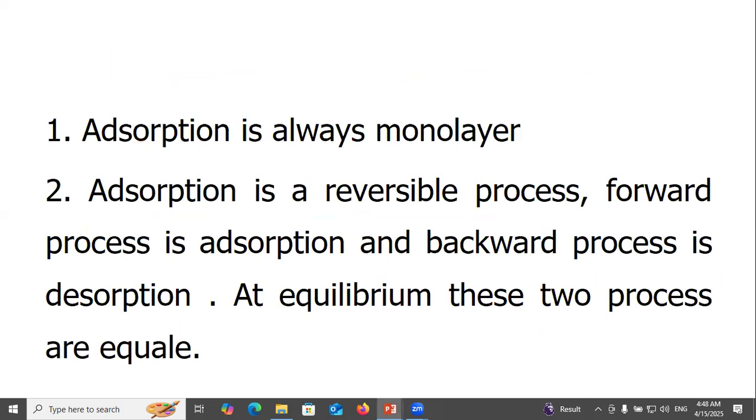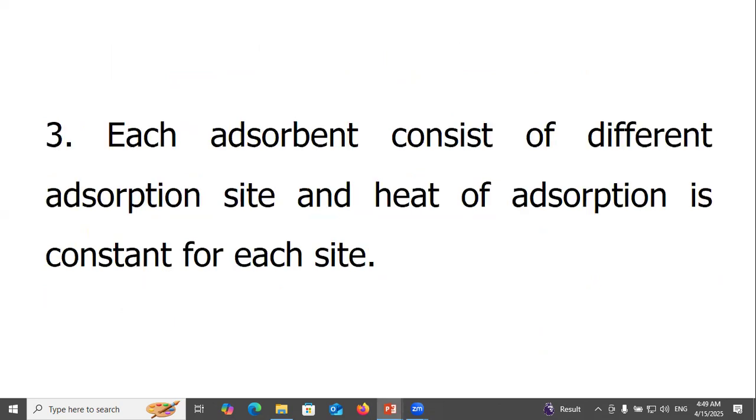Adsorption is always monolayer. Adsorption is a reversible process. The forward process is adsorption and the backward process is desorption. At equilibrium, these two processes are equal. Each adsorbent consists of different adsorption sites, and the heat of adsorption is constant for each site.